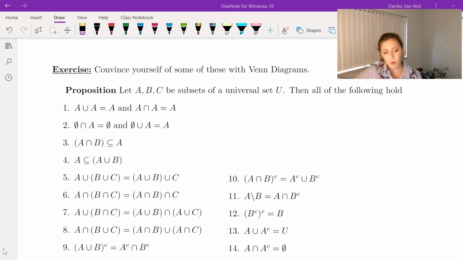Just go through. So this is a proposition. A, B, and C are all subsets, meaning that they're sets of the universal set U. Then all of the following hold. So all of these equivalencies are true, or subset symbols. Yeah, so this is a nice thing. These are really important to know. Soon they should become second nature, but you have to learn them first for them to become second nature.